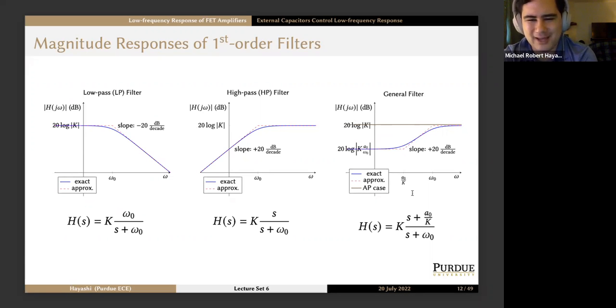So what happens if you make a naught over K equal to omega naught? Well, then you have a pole and 0 overlapping. You would cancel the numerator and denominator, so you're left with H(s) = K. So you would just stay flat at 20 log absolute value of K.